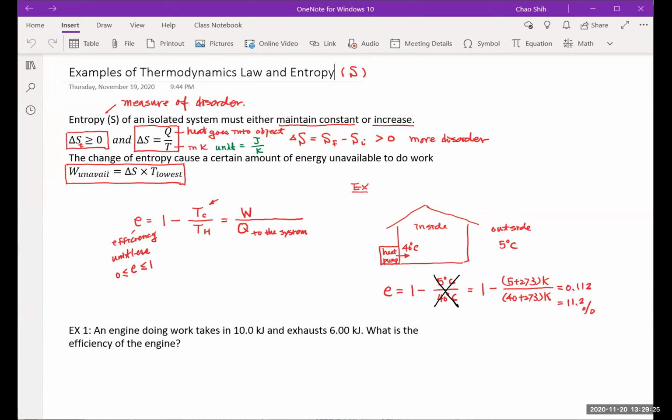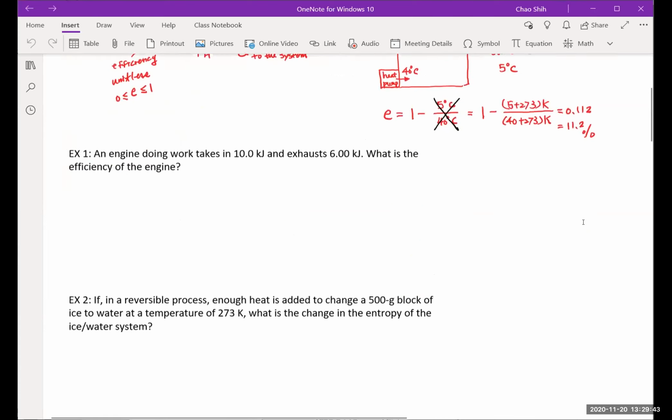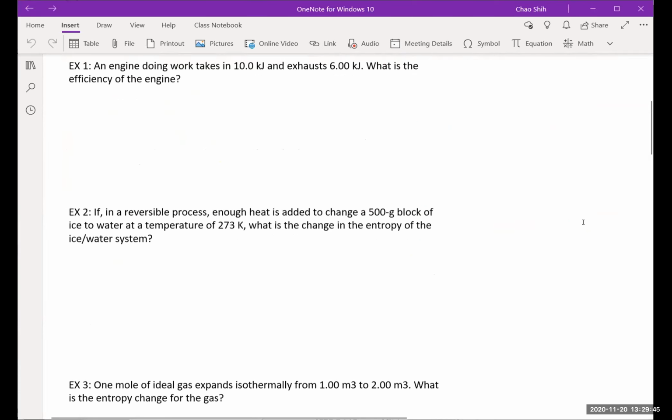Okay, and that is how you can use the efficiency in the calculation. All right, I have a half hour. I want to work through some of the example here. And let me scroll up this a little bit to start to look at the calculation.